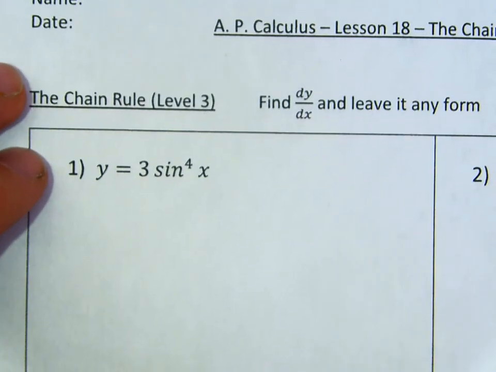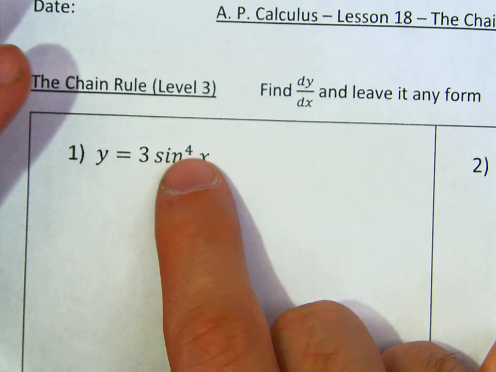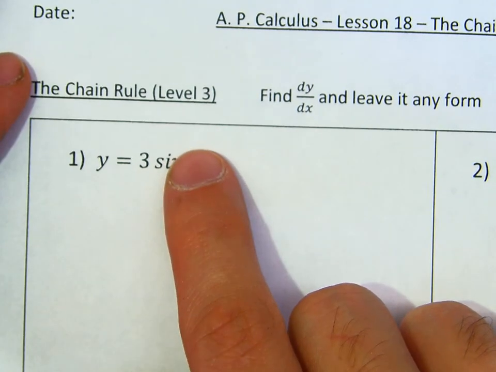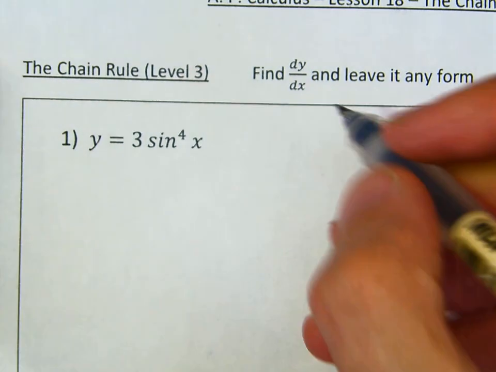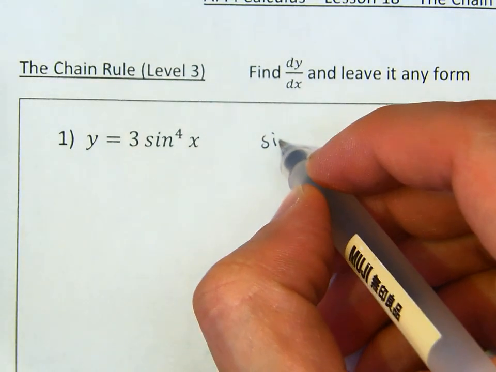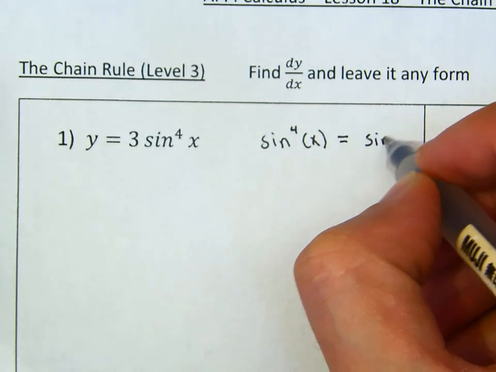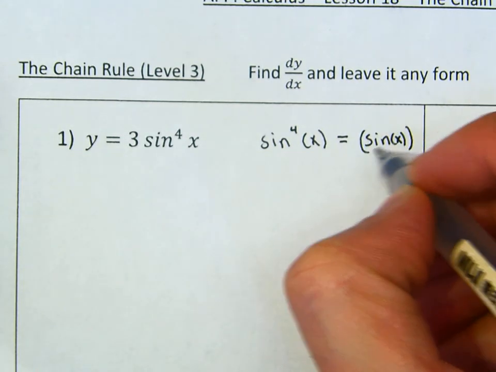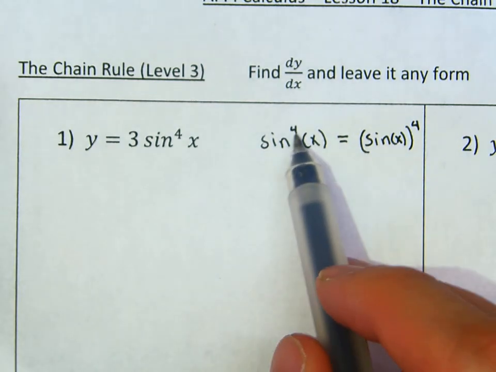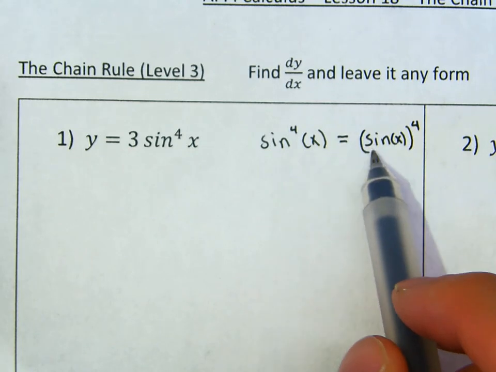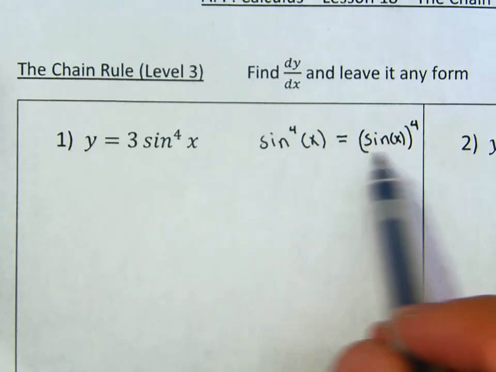Notice we have y equals 3 sine to the 4x. How do you read that? Here, one little trick you're allowed to say is that sine to the 4 of x is equal to sine of x, the whole thing, to the 4. You're basically just allowed to take this 4 and put parentheses around the whole sine and raise it to the 4. So how can we use that little trick over here?